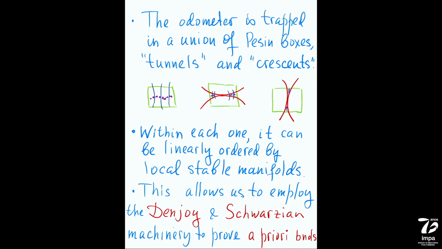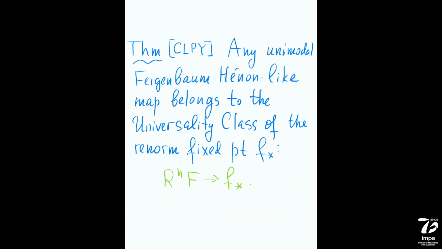And then we can employ the Denjoy and Schwarz machinery to prove a priori bounds and to conclude that this kind of unimodal Feigenbaum maps belong to the universality class of the Collet-Eckmann fixed point F star. So that is where we stand now. Probably the theory is not difficult to extend to multimodal maps, with finitely many non-degenerate critical points. And then the dream result would be that this is generic, so in the space of infinitely renormalizable maps, it is a generic situation.